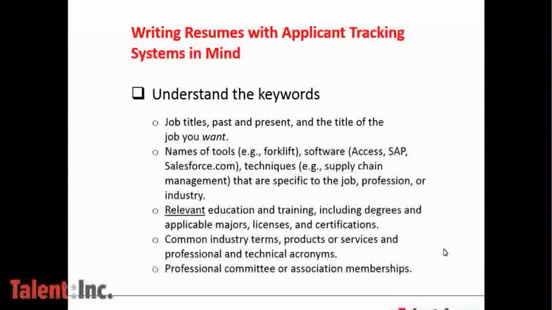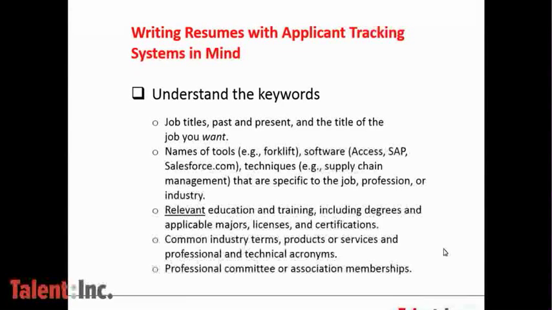So, what are keywords? Keywords are job titles, past and present, and the title of the job you want. That's why it's such an effective strategy to title your resume with the title of the job you're hoping to get. Names of tools, very specific: if somebody can operate a forklift, or if you are using software like Access, SAP, Salesforce.com.